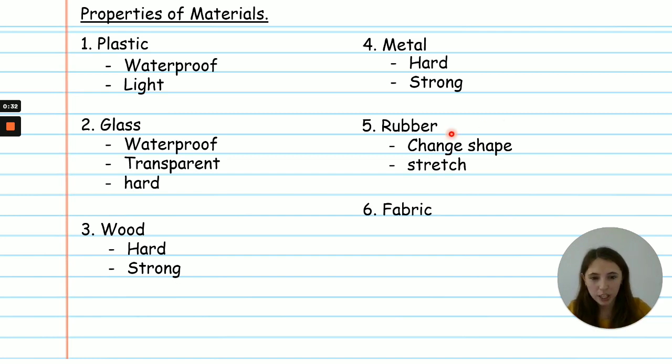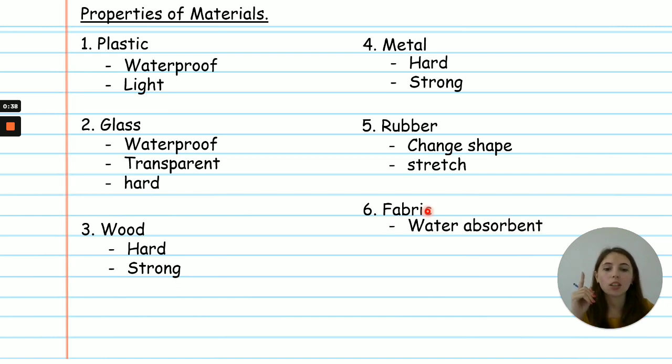And then fabric. Fabric only has one property, and that is fabric is water absorbent. So quickly write down all of these on a piece of paper.